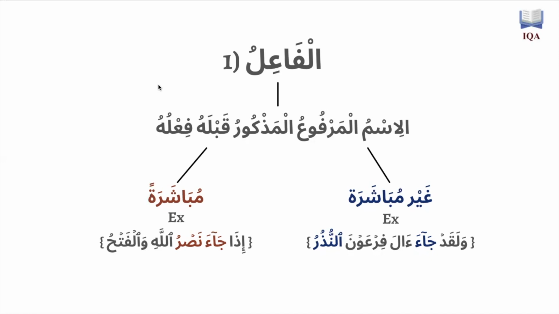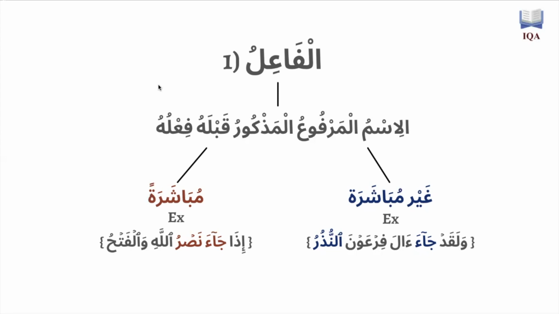And a more grammar-based definition is the ism al-marfu' al-madhkur qablahu fi'luhu. The fa'il is an ism that's marfu'. First and foremost, it's the ism, never harf and never verb. Al-marfu', that is marfu', meaning that it ends with a dhamma or one of its substitutes.